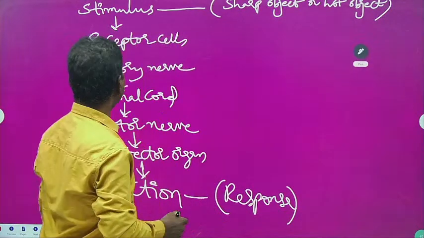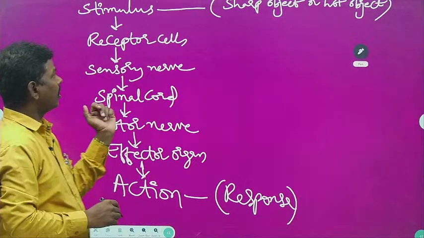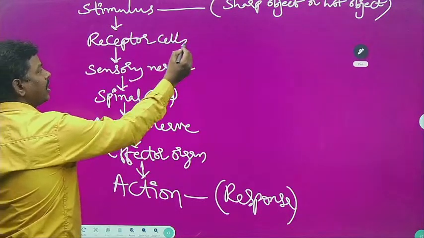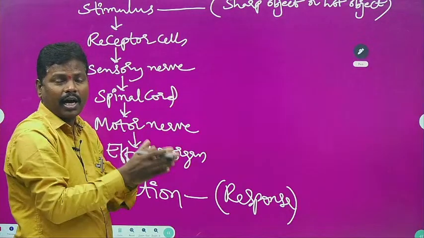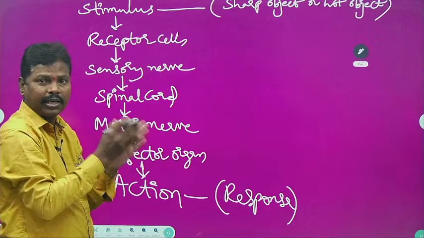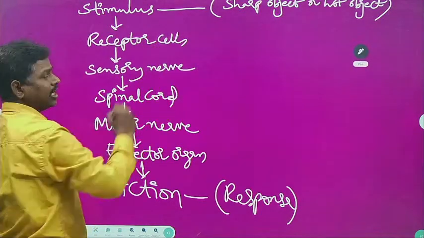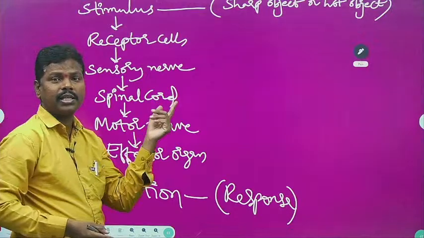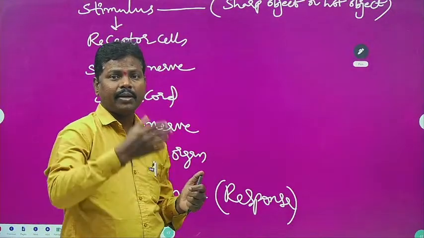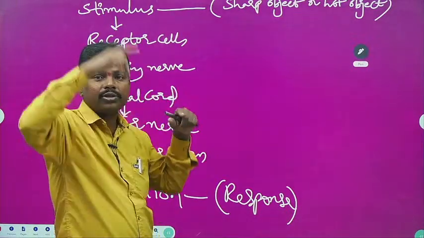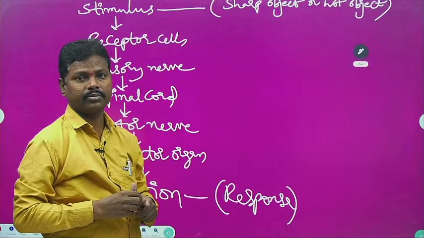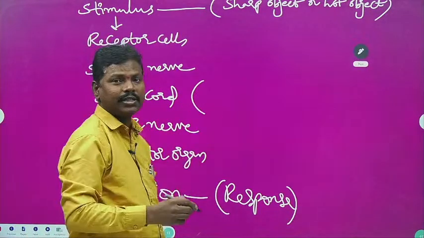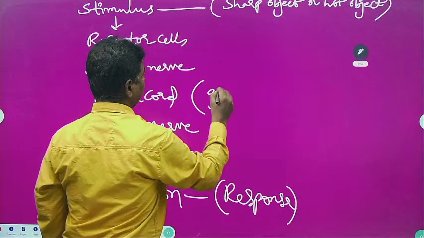Next, receptor cells, I will explain now. When we step on a sharp object, the receptor cells which are present in that organ or muscle, in that area, are received by sensory nerves, and they carry to the spinal cord. I already told you, sensory nerves means afferent nerves, which carry messages or signals from sense organs to brain and spinal cord. So now the sensory nerve is carrying the message to the spinal cord. In spinal cord, what is there inside? I told you, gray matter is present.